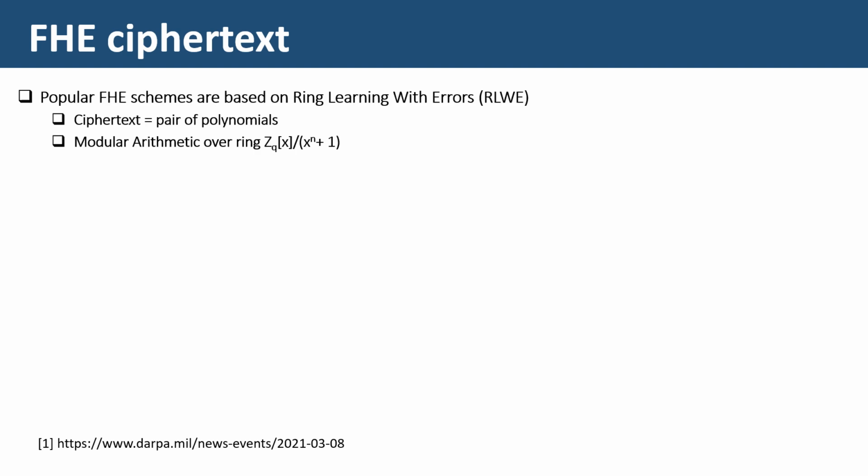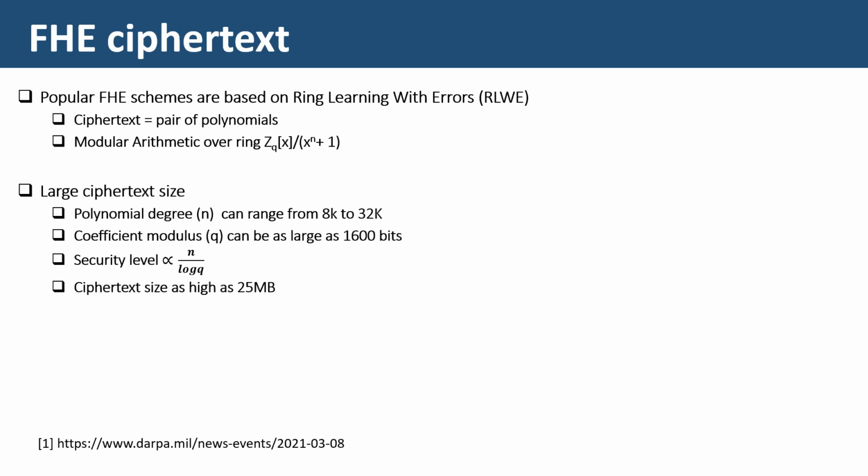To understand why FHE is not widely deployed, though it has the potential to provide strong security and privacy guarantees, let's take a look into the FHE ciphertext. Most of the FHE schemes are based on the ring learning with error, or RLWE. In RLWE, ciphertexts are over the negacyclic ring and the ciphertexts are represented by a pair of polynomials. As it's a ring, the underlying operation is modular arithmetic. For FHE, depending on the application and the target security level, the polynomial degree can go up to 32,000 and the coefficient modulus can be as large as 1600 bits. What this means is the ciphertext can have a size as large as 25 megabytes.